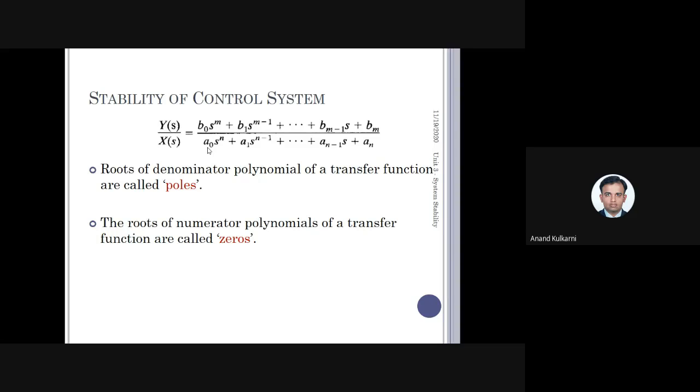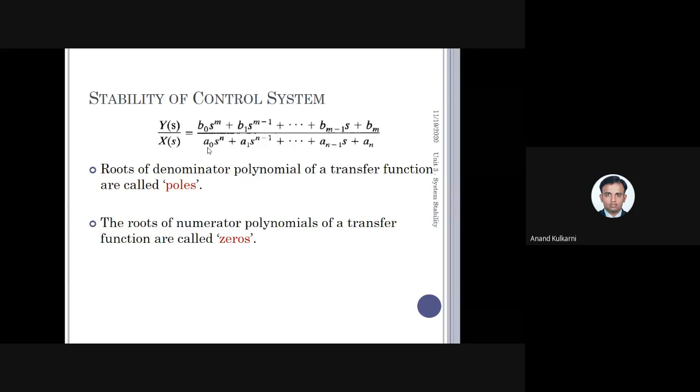Suppose I put s plus b, there is a denominator term s plus b. If I put s is equal to minus b, then s plus b becomes 0. Anything in the denominator being 0 means the transfer function becomes infinity. So I will say there is one pole at s is equal to minus b. Similarly, at s is equal to minus c also there is another pole.